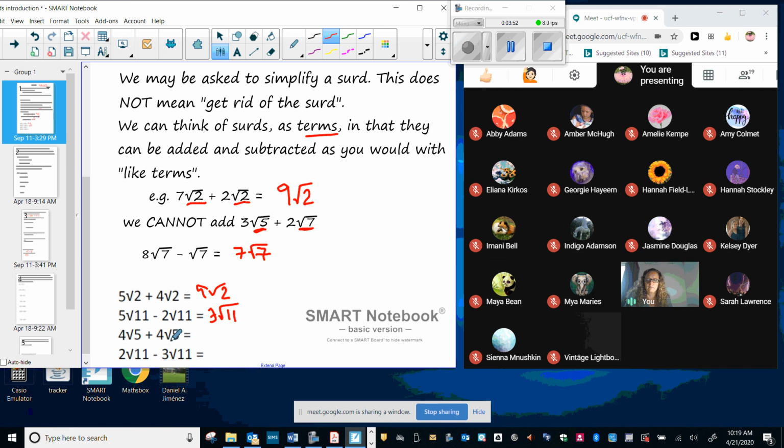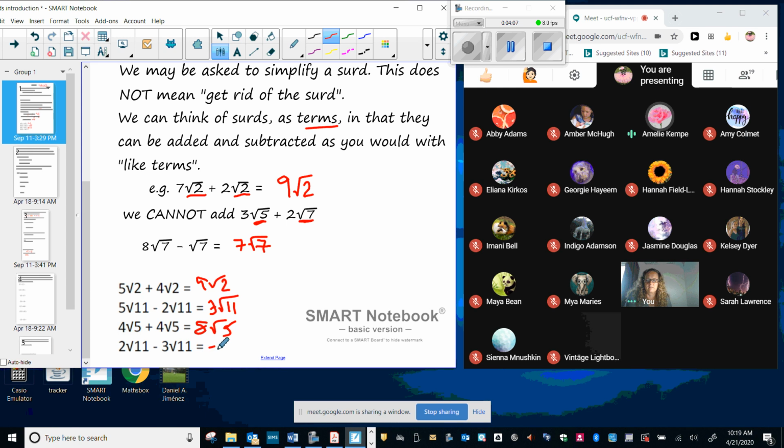Okay. Kelsey, what do you think we'd have here? We would have 8 √5. Nice. And Emily, what would I have for this one? -1 √11. Good. Now, as with any algebra, we tend to not write ones, okay? So we would just have -√11. So, hopefully that's pretty straightforward.